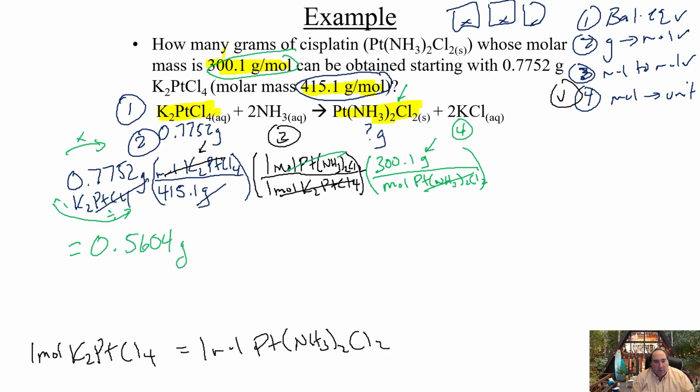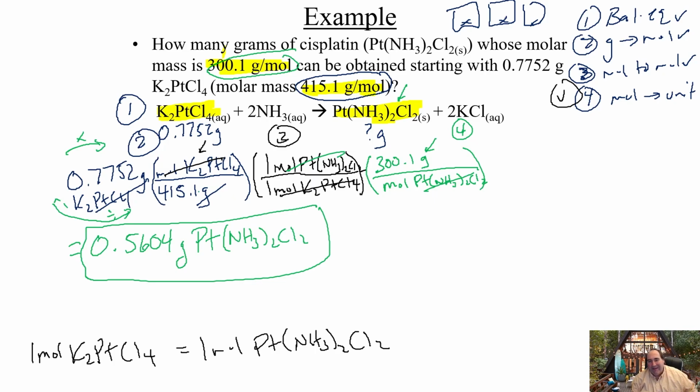0.604 grams of our product here, cisplatin, Pt(NH3)2Cl2. So once again, same 4 steps, although it may look scarier. Balance the equation, convert the moles, mole-to-mole relationship, and convert moles to some other unit. These 4 steps all in a row.